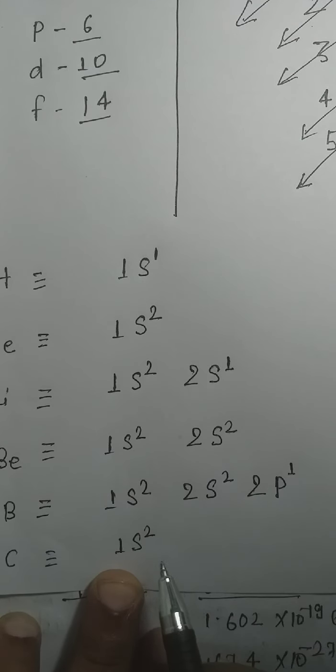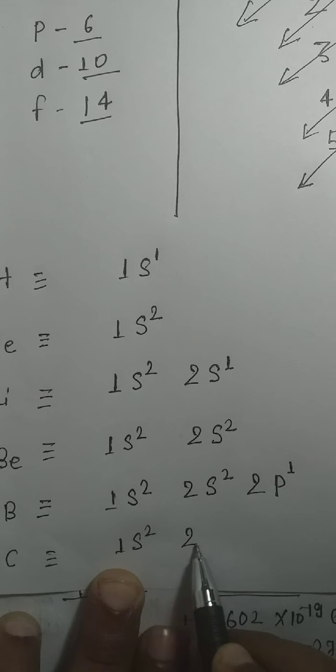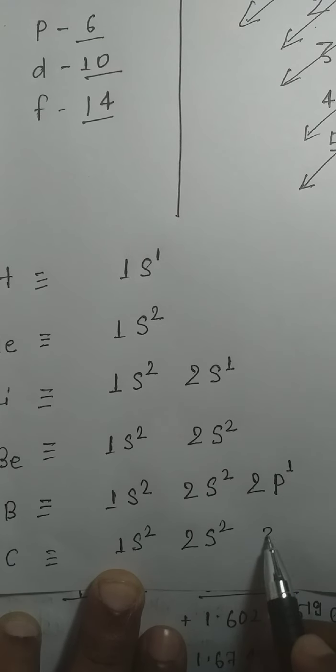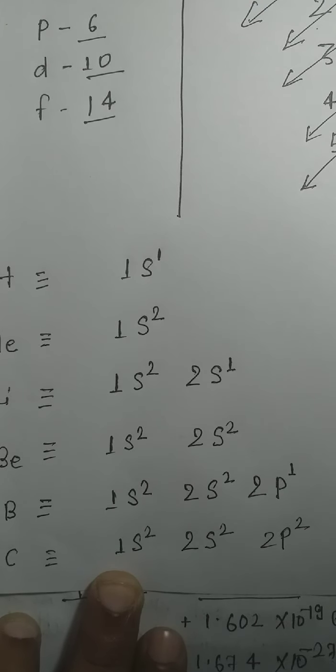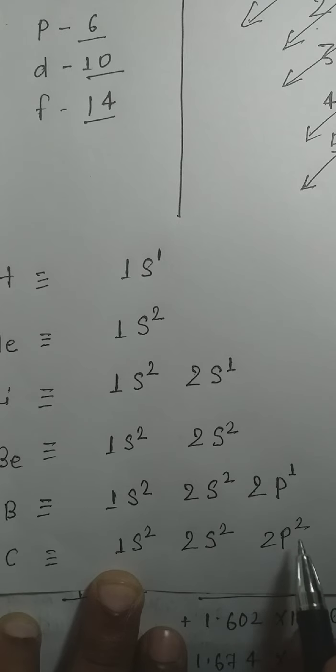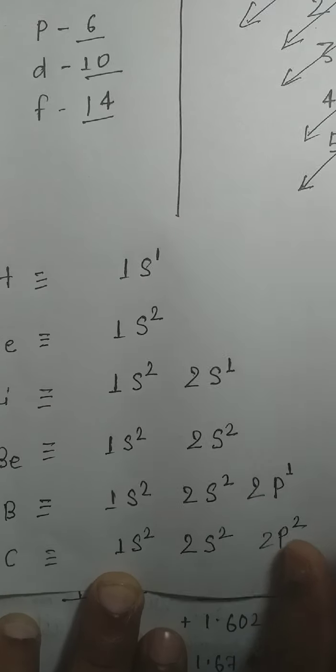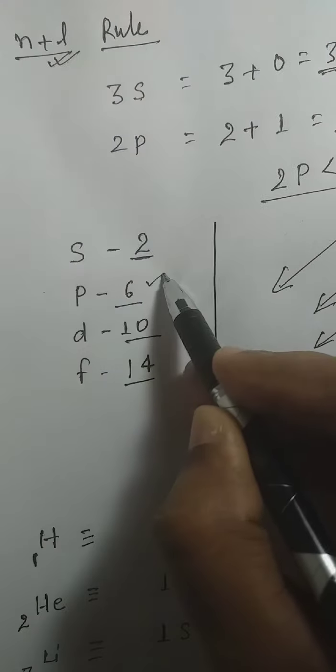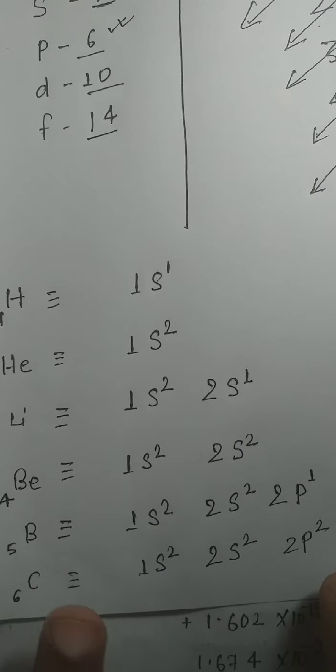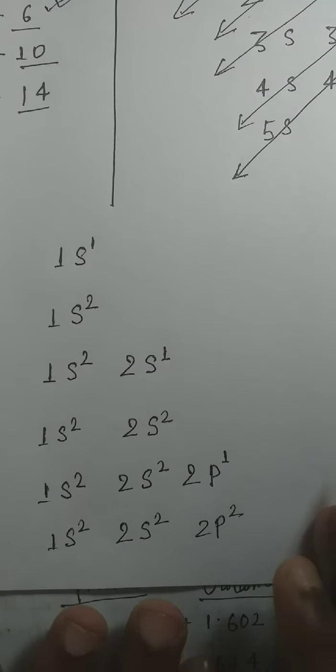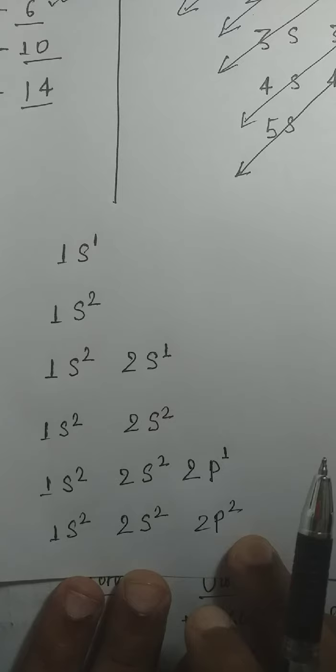Taking the next level: 1s2, then we write 2s2 and then 2p2. This is the electronic configuration we have, because the capacity of p, as we already discussed, is 6 electrons, but in the current scenario we only have 2 available electrons, so we are placing 2 electrons.